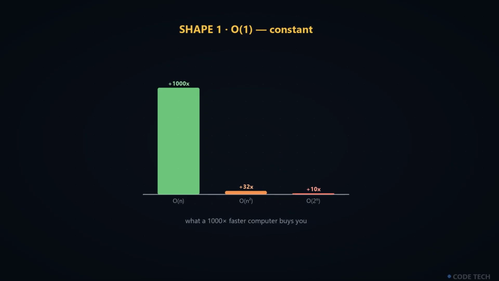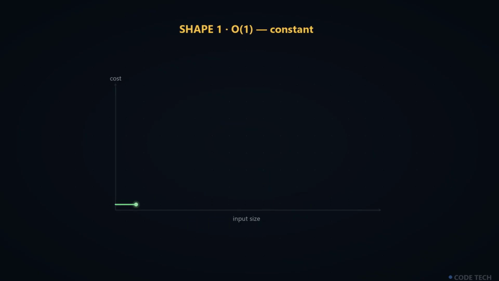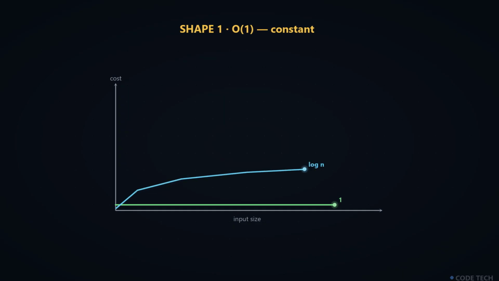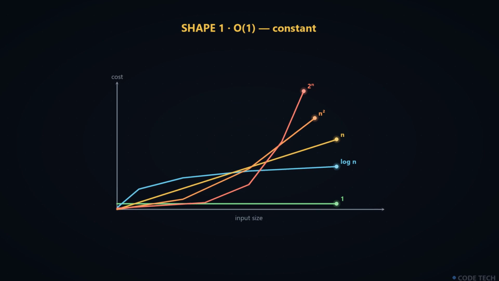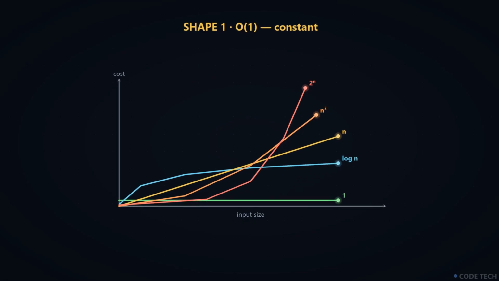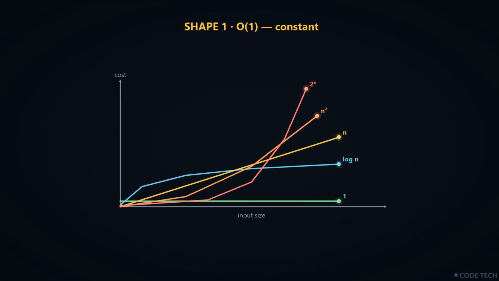It never could. Now put them on one chart, and you see the whole hierarchy. At small inputs, they huddle together. Everything is fast when n is 10. But stretch the axis, and they peel apart into different destinies. This picture is Big O. The labels aren't speeds. They're fates.